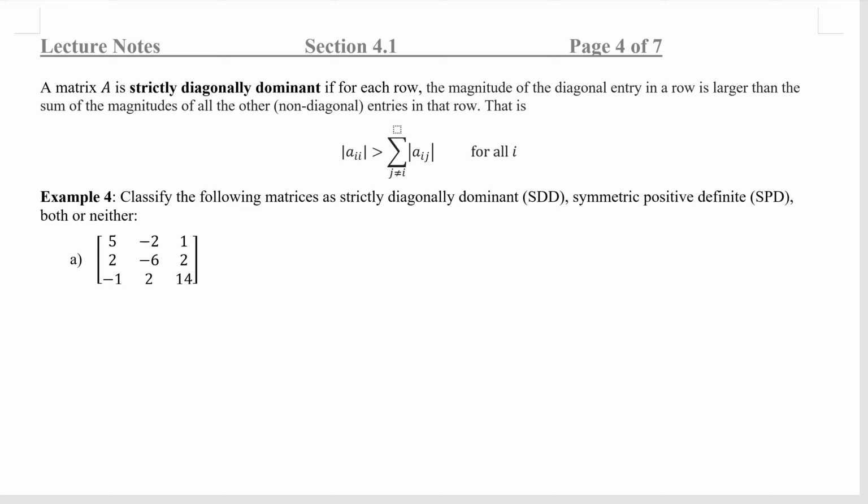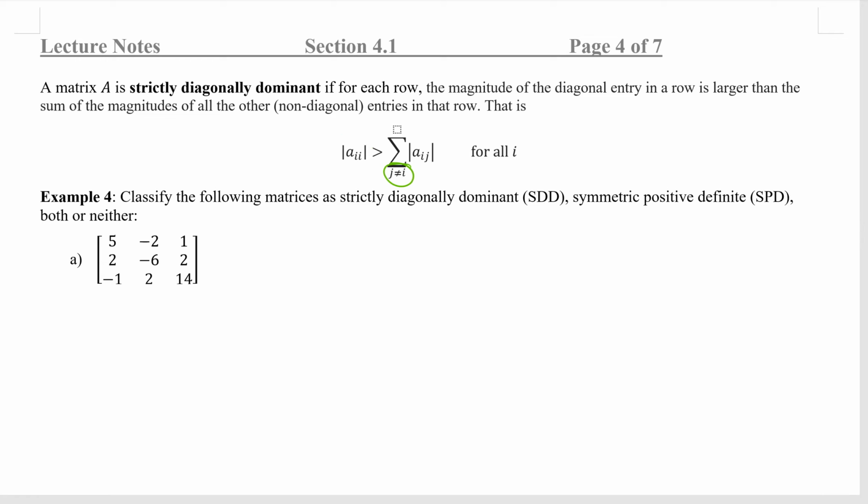A matrix is strictly diagonally dominant if for each row, the magnitude of the diagonal entry in a row is larger than the sum of the magnitudes of the other entries in that row. That is, the absolute value of a_ii is greater than the sum of the magnitudes of the other entries, which are not the diagonal entries.